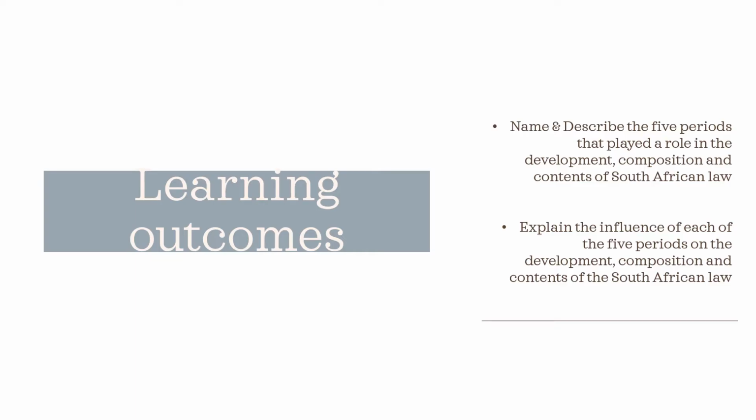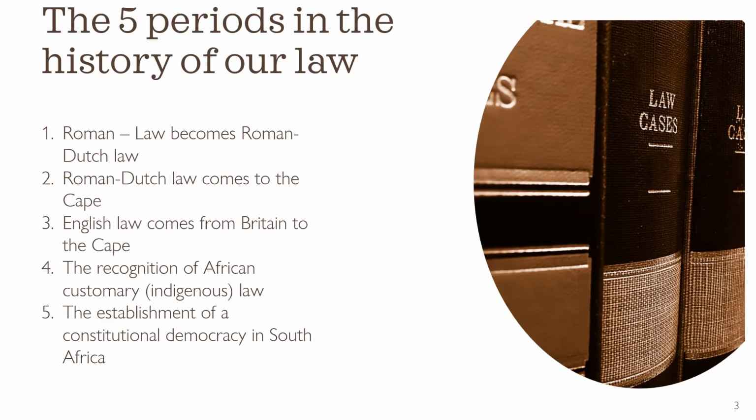South African law. The 5 periods in the history of our law: Roman law becomes Roman Dutch law, Roman Dutch law comes to the Cape, English law comes from Britain to the Cape, the recognition of African customary or indigenous law, and the establishment of a constitutional democracy in South Africa.